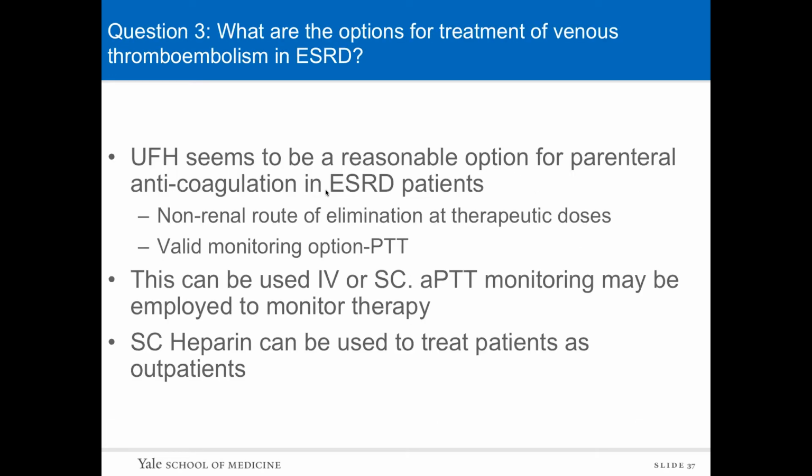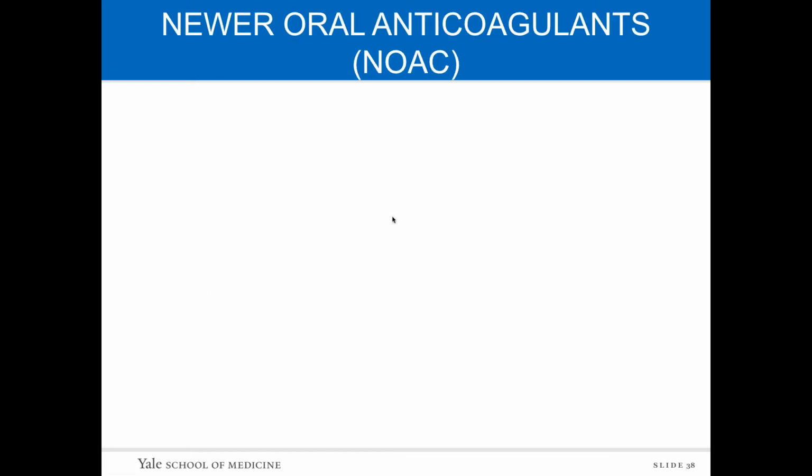So question 3, what are the options for treatment of venous thromboembolism in ESRD? Unfractionated heparin seems to be the most reasonable option for parenteral anticoagulation in ESRD patients. The non-renal route of elimination at therapeutic doses and the valid monitoring option, which is the PTT, make it an attractive option. It can be used in the IV or SC form. PTT monitoring can be used for both of them. And the subcutaneous heparin can be used in the outpatient setting, as has been done by multiple trials. So finally, a word about the newer anticoagulants.